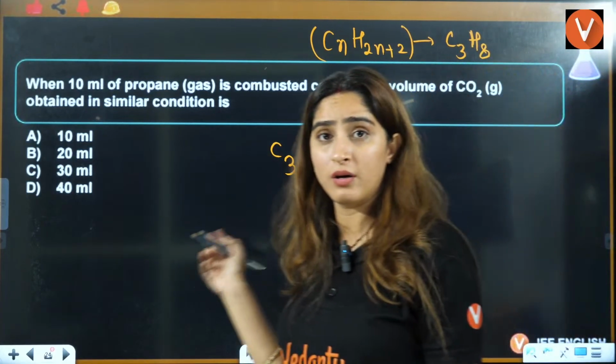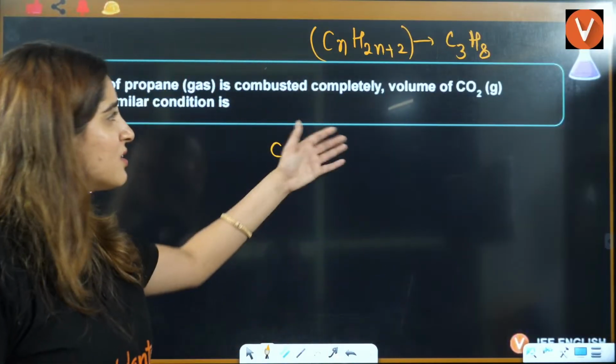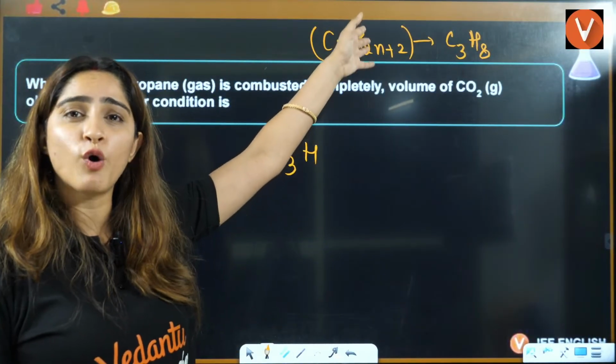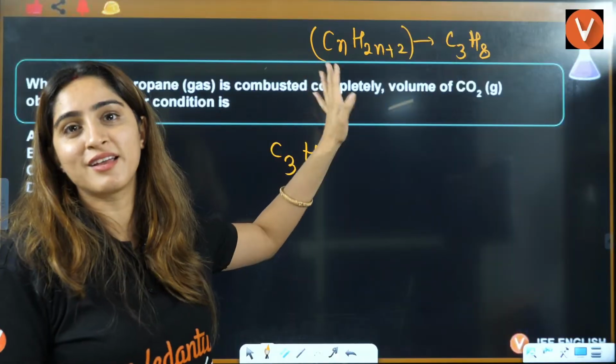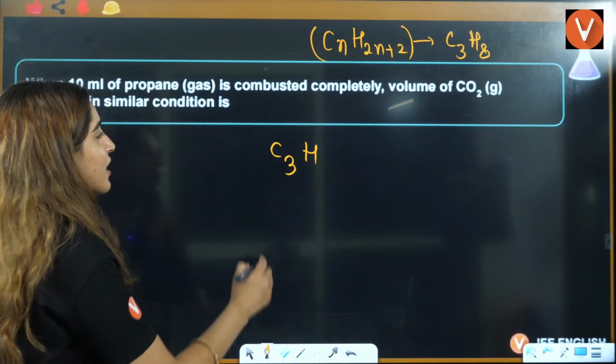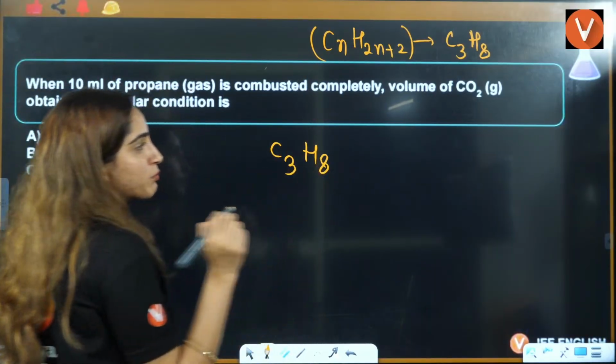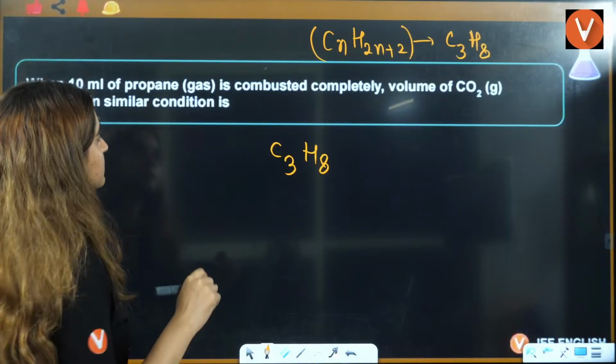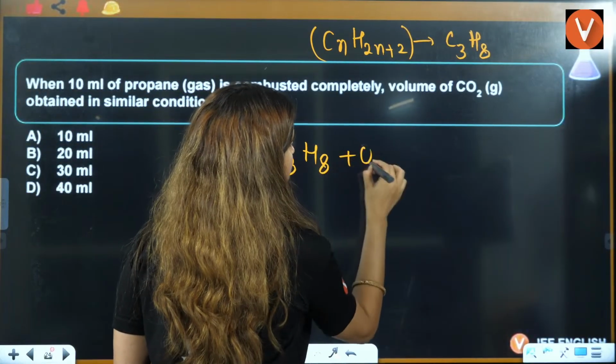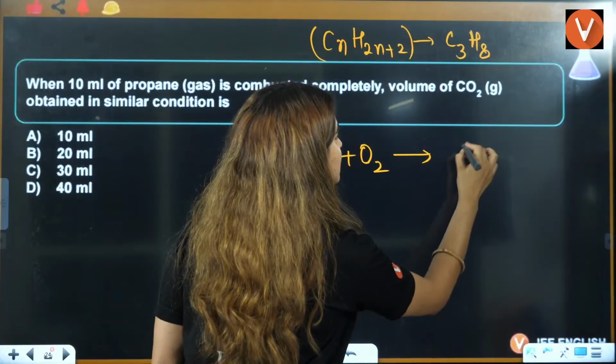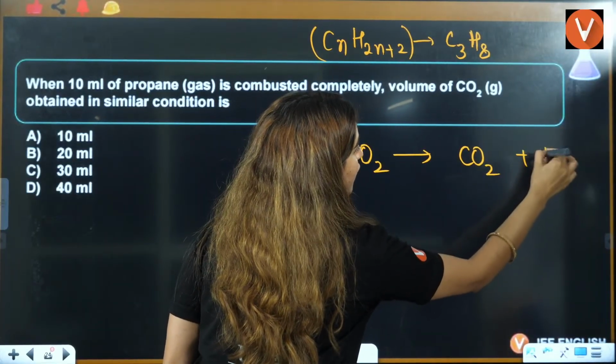Now, ma'am, is it very important to learn this? Don't worry, you don't have to learn this. In organic chemistry, this will be the easiest thing you know. Right. So C3H8 is going to be the formula of propane. Whenever there is combustion, you have the products as carbon dioxide and water.